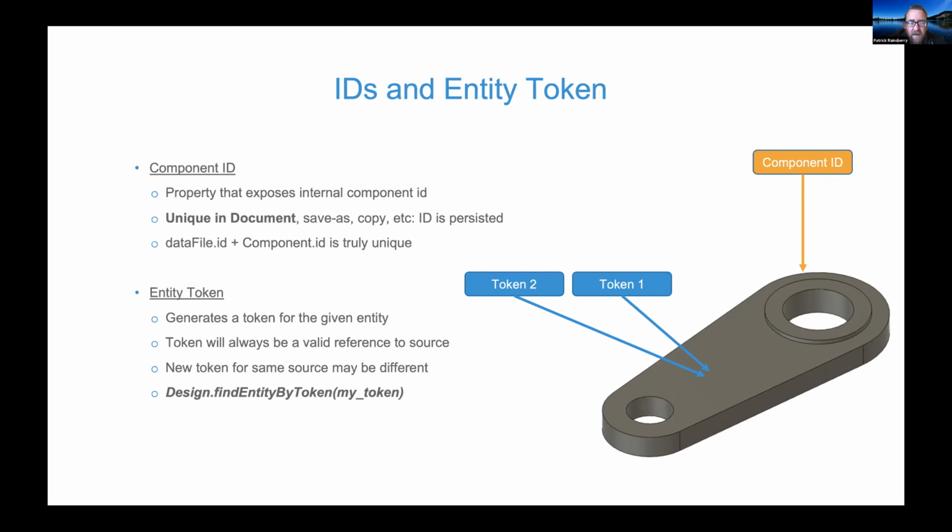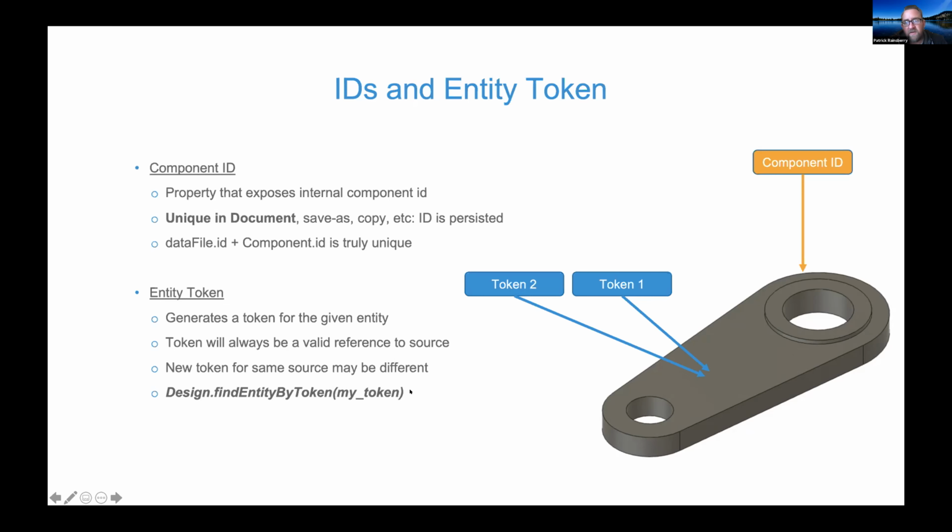In this case, for basically anything, you can get an entity token, and that token is always guaranteed to reference back to the original face. Or for example, if this face was split, then that token would reference both faces that were split from before the split. So if I split this face, now my token will be referencing both of the faces that resulted from the split.